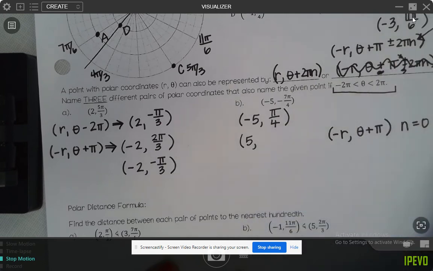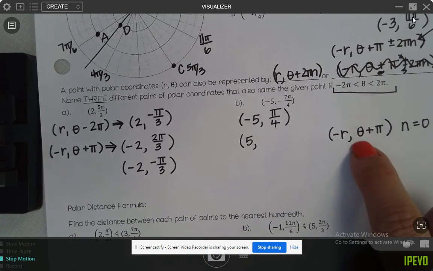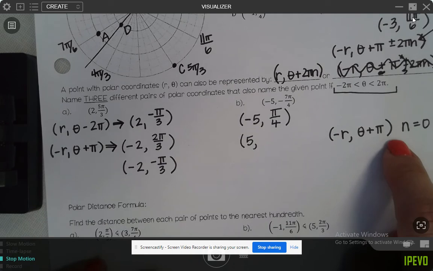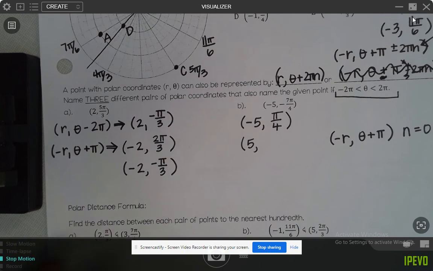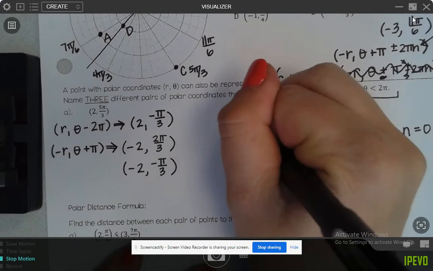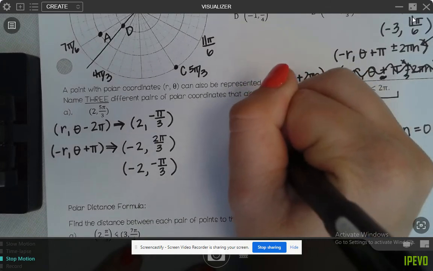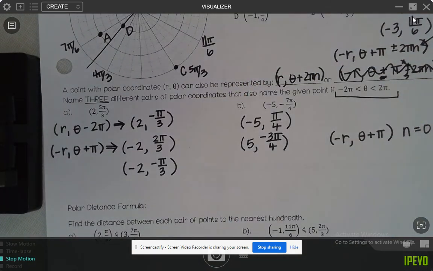Well, what's theta plus pi? What's pi in terms of fourths? 4 pi over 4, yes? So what's negative 7 pi over 4 plus 4 pi over 4? You got it. No, I didn't. If that's what you said, I'm sorry I didn't hear it.